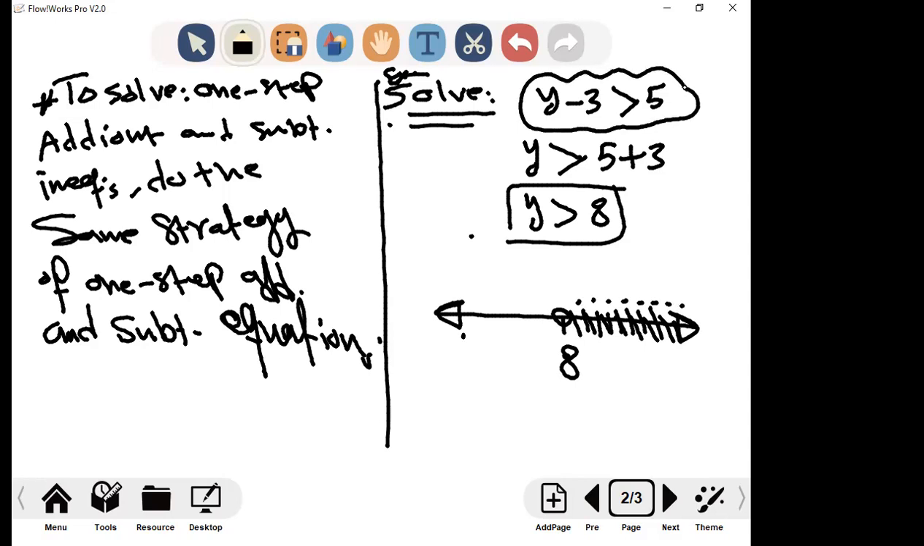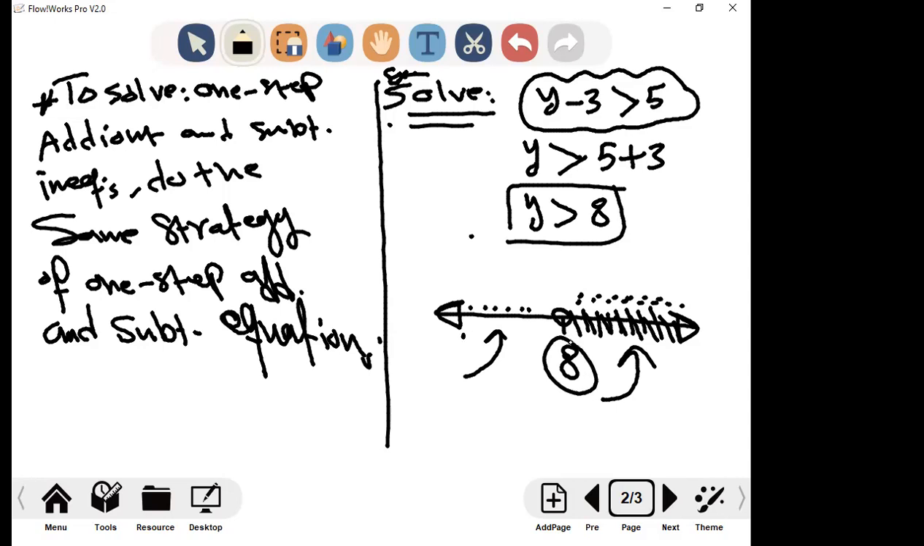Remember how we check our solution in the equations? We take the solution and put it in the equation, right? Here, let's check. Give me any number here. Any number. 9, 10. Put it here in place of y. 9 minus 3, 6. Is 6 more than 5? Yes, that's correct. Give me any number here. 7. 7 minus 3, 4. Is 4 more than 5? No, so it is not solution. So any number here is not solution. Any number here is solution.